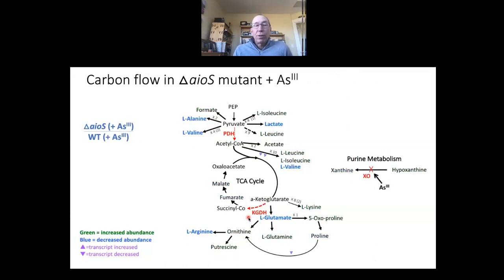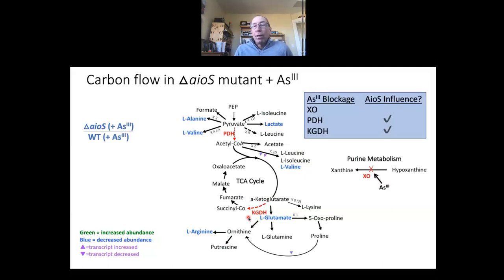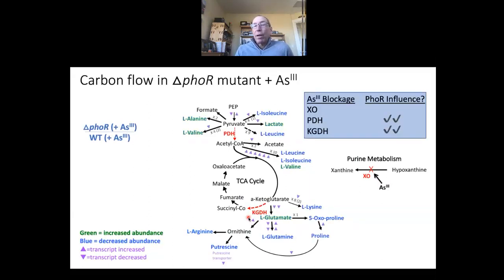And we can do this with also the AIOS mutant and get similar interpretations. And so this can essentially tell us about the impact of arsenite and the influence of these different sensors. So the arsenite sensor has moderate influence, whereas the phosphate sensor has a much bigger influence on these metabolic pathways.